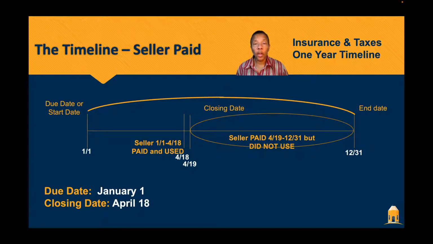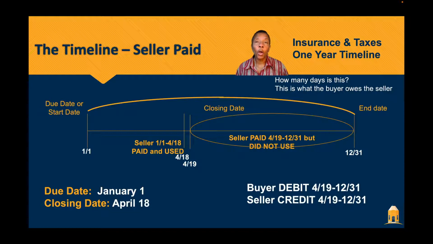And so if you look at this and you evaluate it, what we're actually saying is that the buyer is moving into the house on 4/19 and going to remain there until 12/31. So the buyer is going to have to give money back to the seller for those days. And so what we just need to calculate is how many days is that. Once we're able to do that, we'll know how much the buyer owes the seller. Well, anytime your account is going to go down, the buyer's account is going to go down, right?